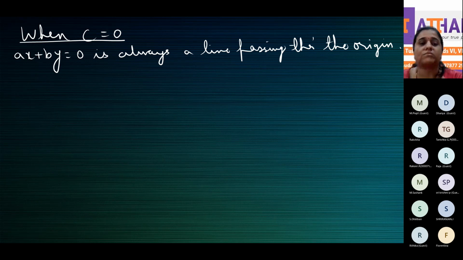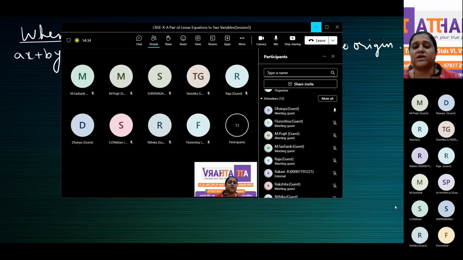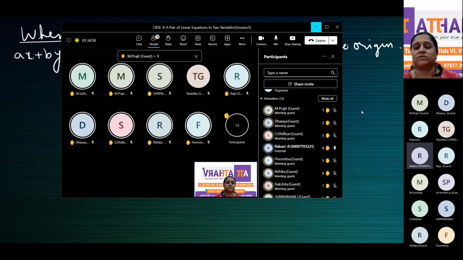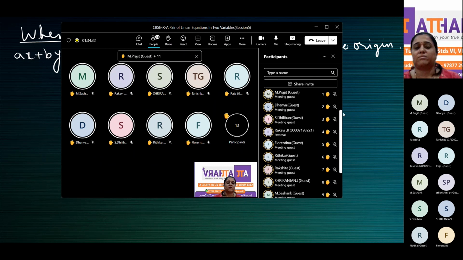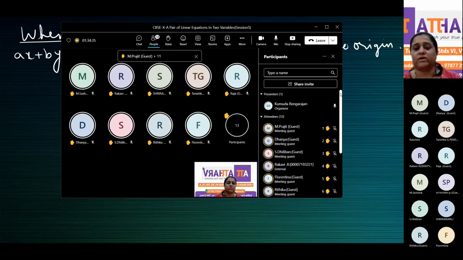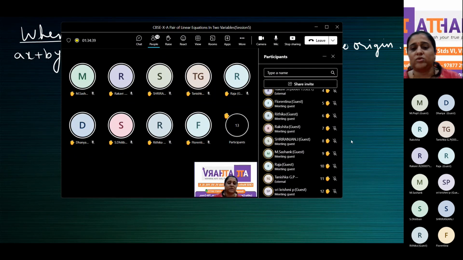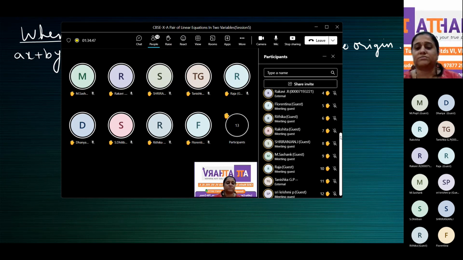Yes, ma'am. Class, use the emoji, raise your hands. Raghavi, are you there? Yes, ma'am. Very good. Prajit, Danya, how many of us now? 12, okay. Prajit, Danya, Dileepan, Raghavi, Florentina, Ritika, Rakshita, Shri Ranjan, Sashank, Raja, Tanishka, and Shri Krishna. Very good children. All right.